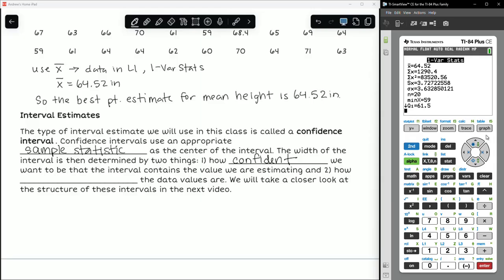The other thing that's going to determine our width is how spread out the sample data values are. So we're going to be looking at measures of spread, namely standard deviation. Data values that are more spread out will result in wider intervals. Sample data that is more clustered about its mean will result in smaller intervals. And in our next video, we're going to take a closer look at how these things influence the structure of confidence intervals.